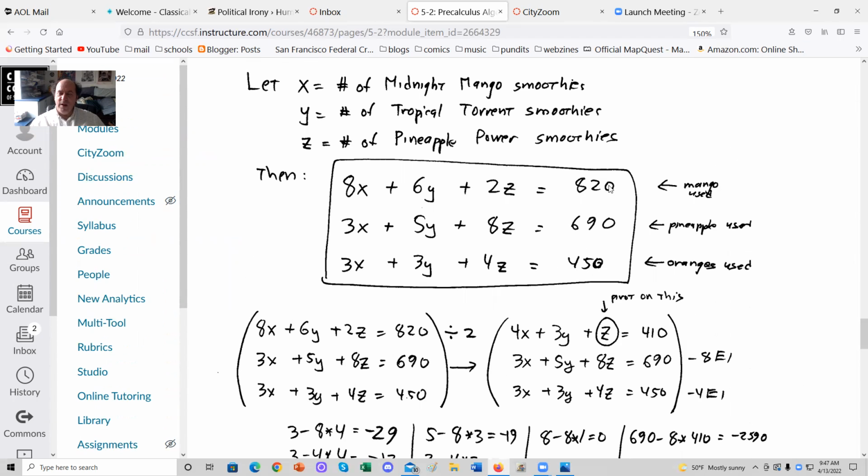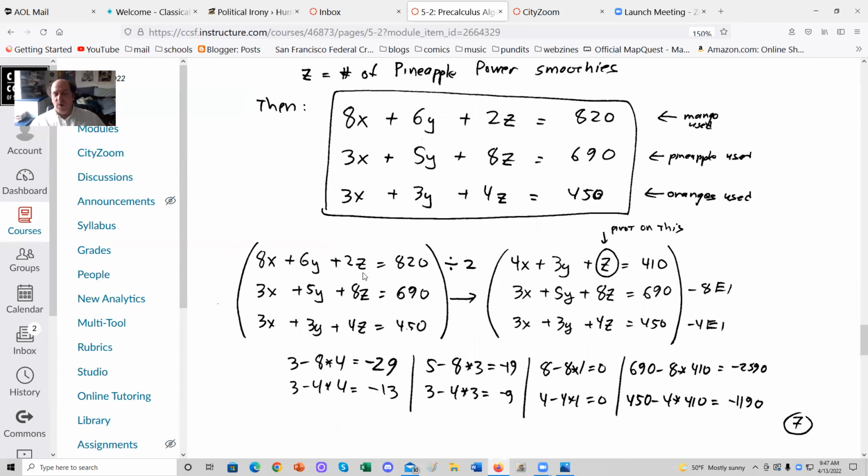Get the system here. So here we have a 3x3 system. 8x plus 6y plus 2z equals 820. 3x plus 5y plus 8z equals 690. 3x plus 3y plus 4z equals 450. Okay, great. 3x3. All right, now we use row operations.